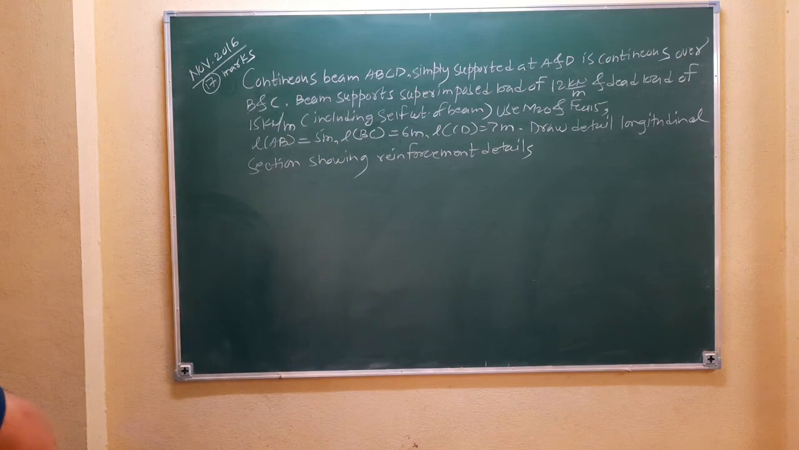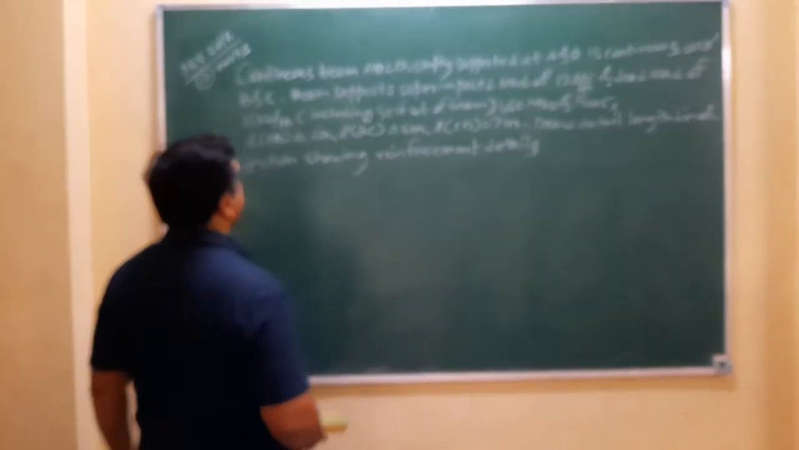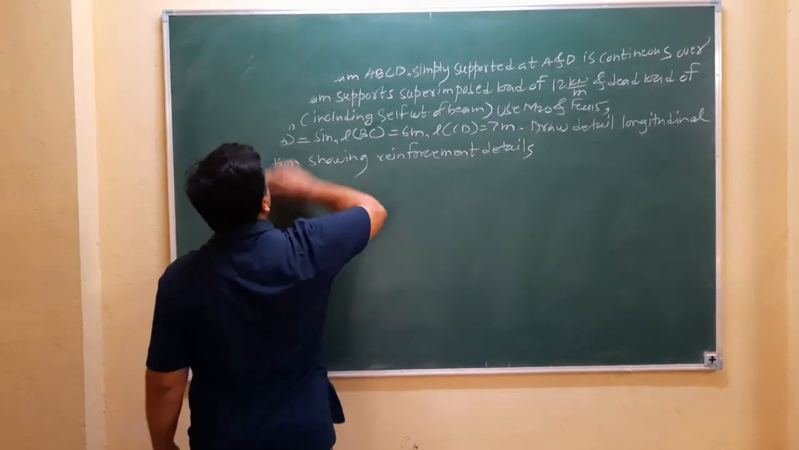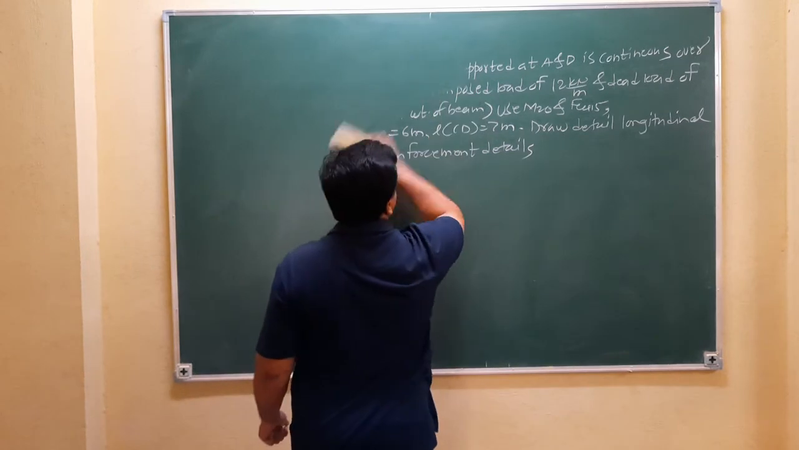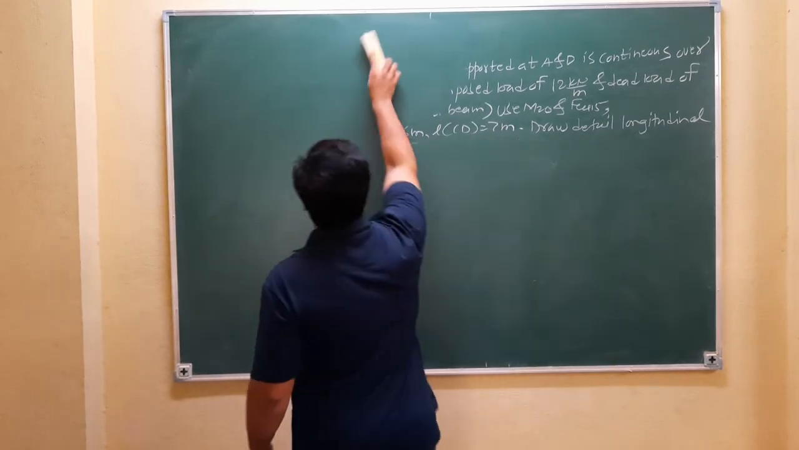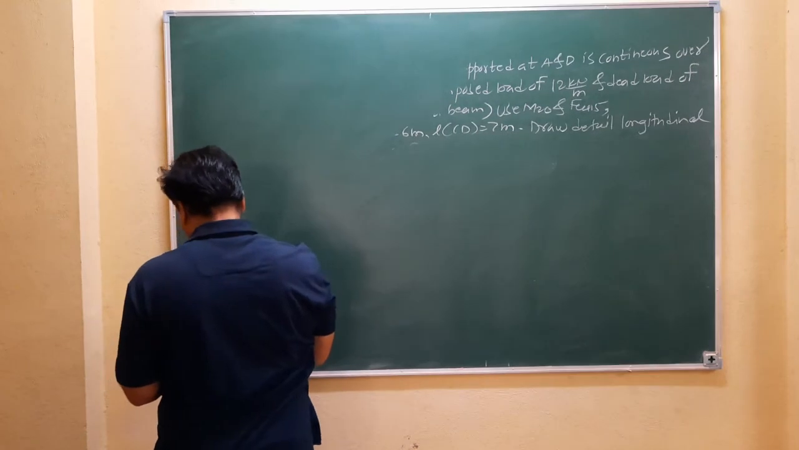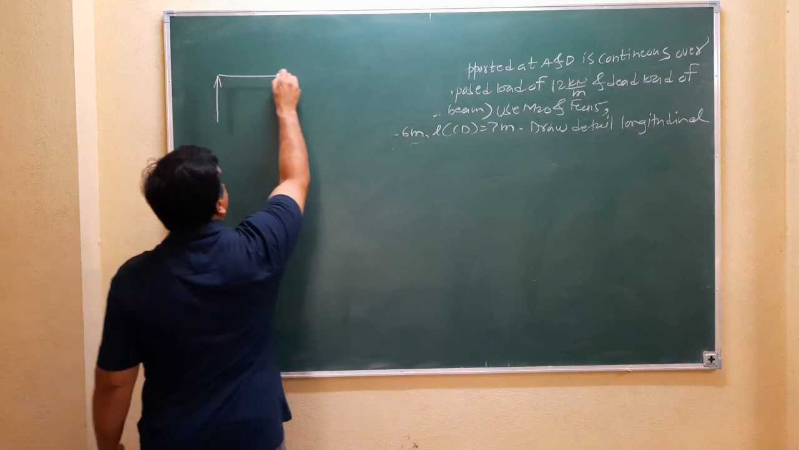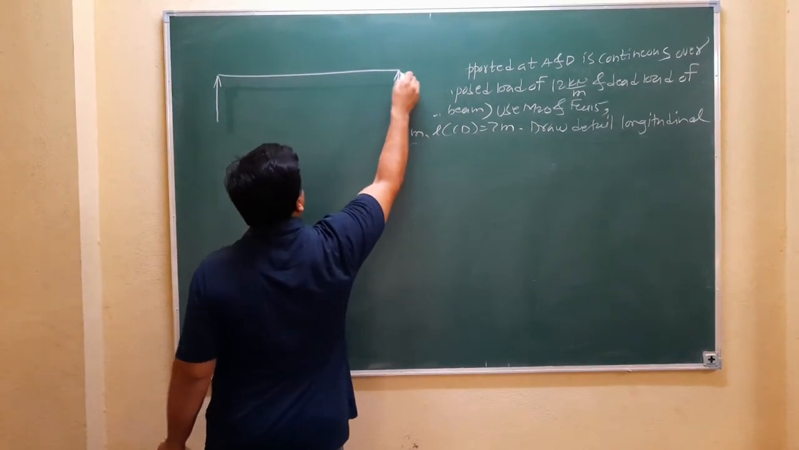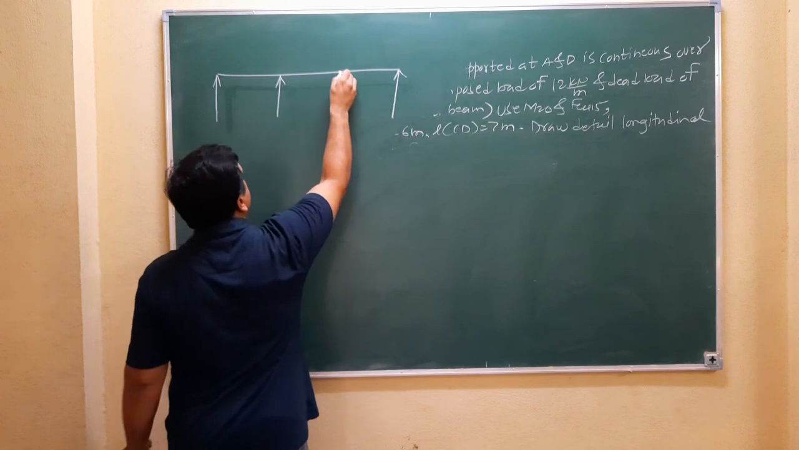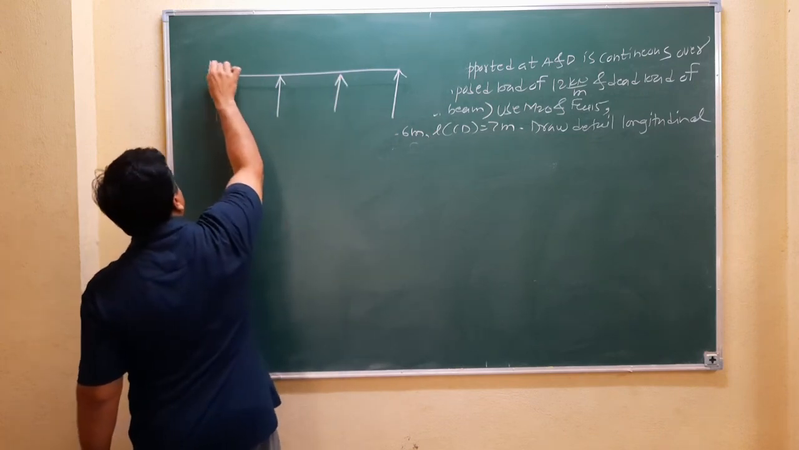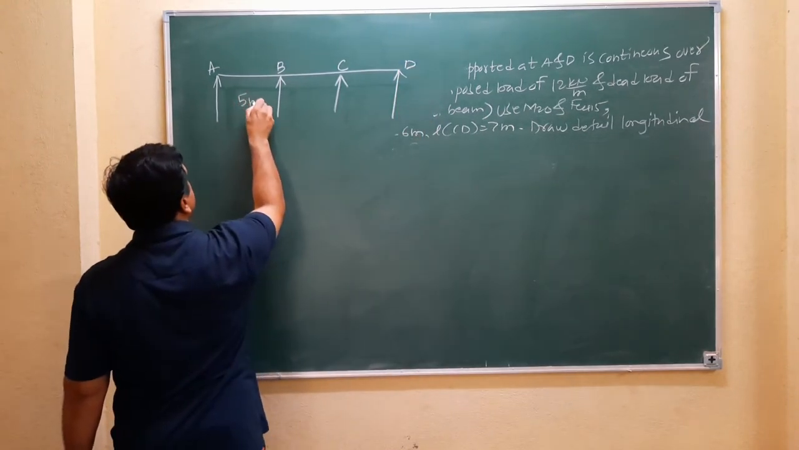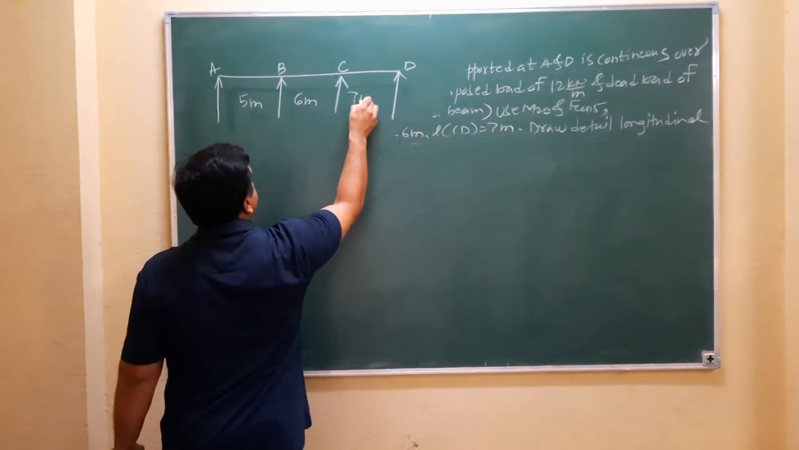First, I will draw the line diagram of beam. So line diagram is. So this is a 3-span beam. So this is support A, support B, support C, support D. The first span is of 5 meter. Second span is 6 meter. Third span is 7 meter.